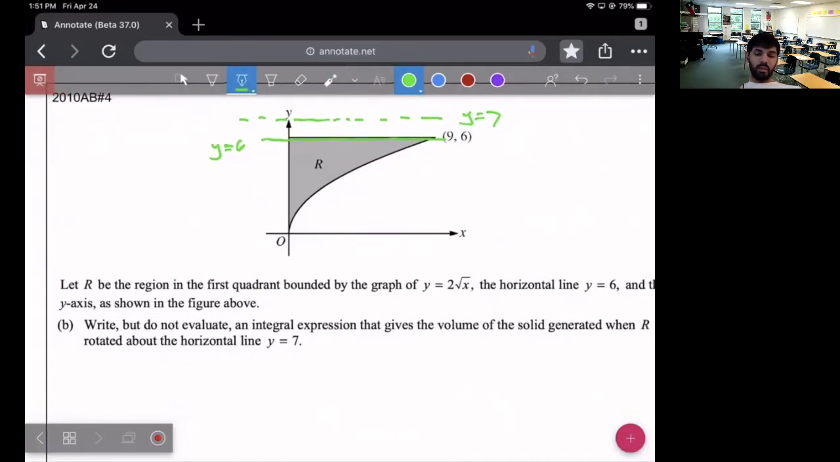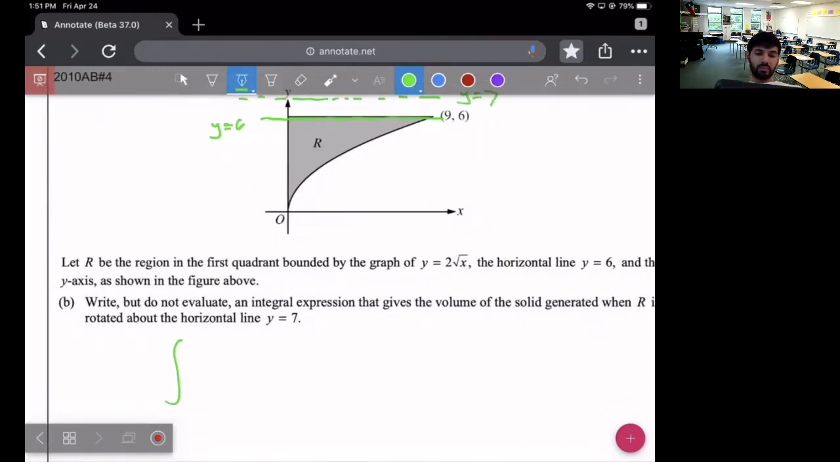And I'm integrating, and my integral is going to be in terms of x. So I think about this expression. The integral is from 0 to 6 because I'm starting here and going this way until 6. And I'm going to once again shade in or draw in the larger distance and the shorter distance. The longer distance is always going to be 7 minus this graph right here, which is 2 square root of x.